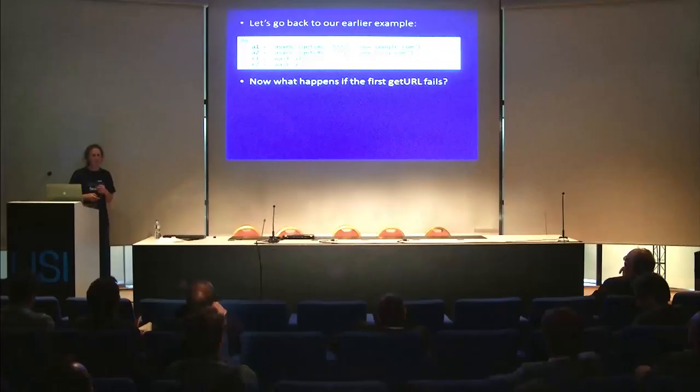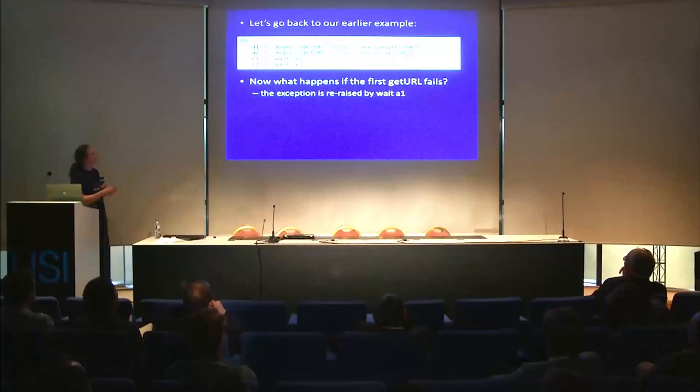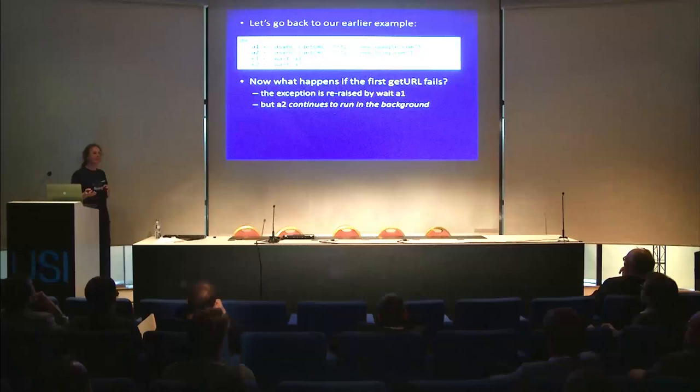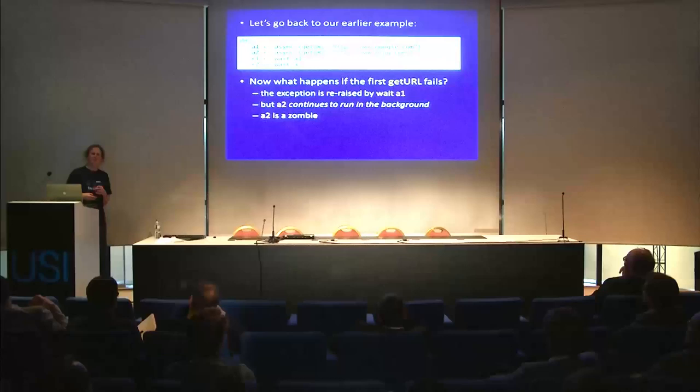So let's go back to the original example. What happens if the first one failed? Okay, the exception gets re-raised by this wait here. But there's a problem. The async that was generated by the second line that we've called A2 is still running in the background. We've got a zombie thread in our system that we would have liked to clean up when this error occurred. So how can we do that?